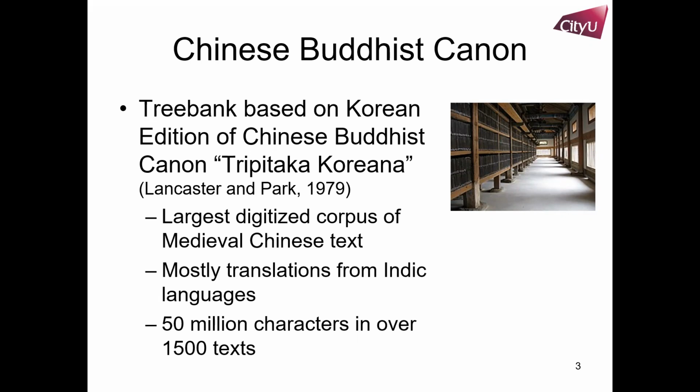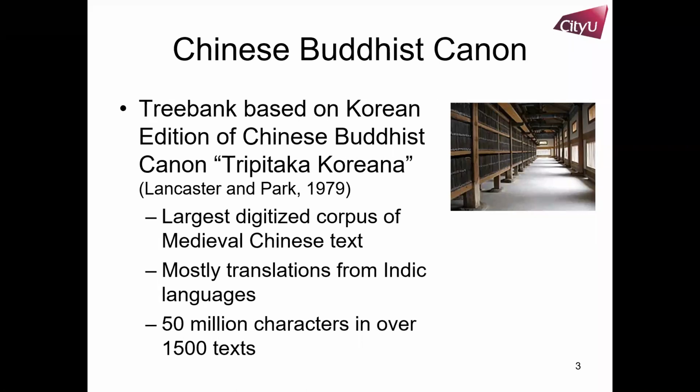Just like there is a canon for the Bible with the Hebrew Bible and the New Testament, there's also a canon, a collection of texts that are considered canonical or important for the Buddhist community. The tree bank that we have developed is based on Chinese text, but it's a version that has been preserved in Korea. Hence the Korean edition of the Chinese Buddhist Canon. And the name is the Tripitaka Koreana.